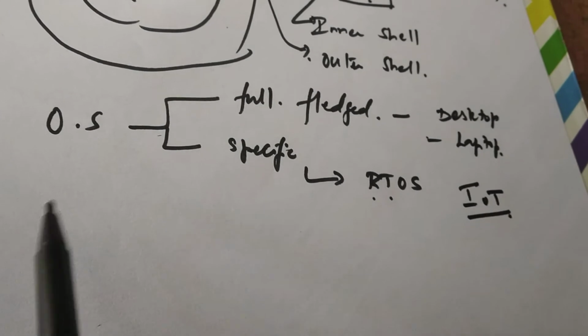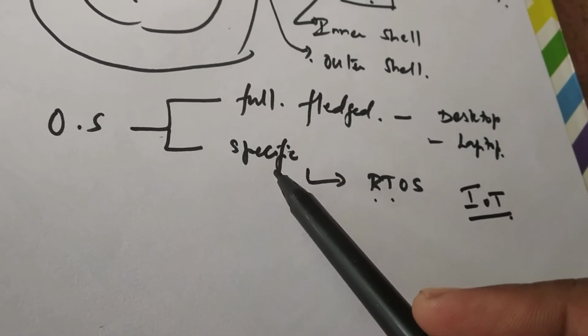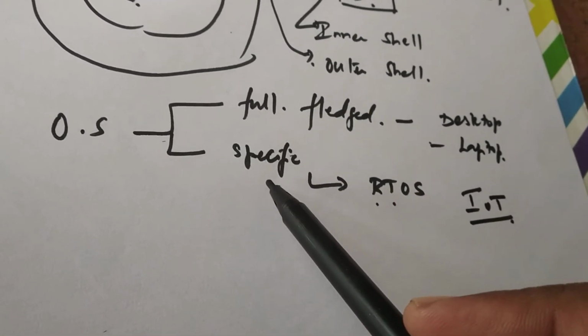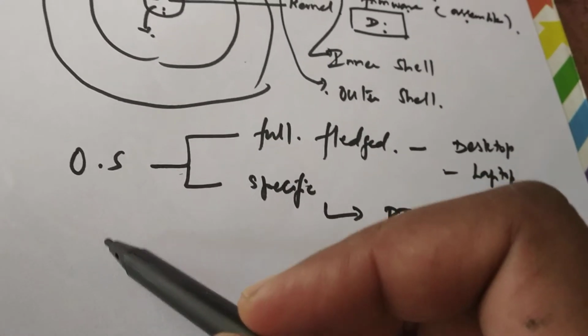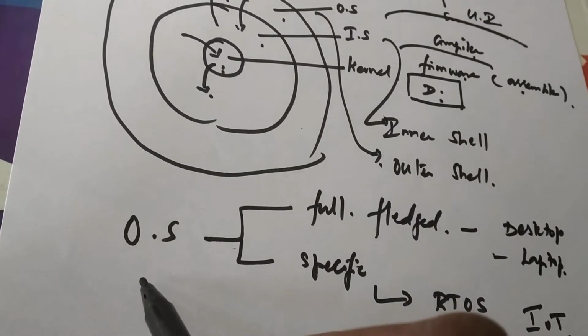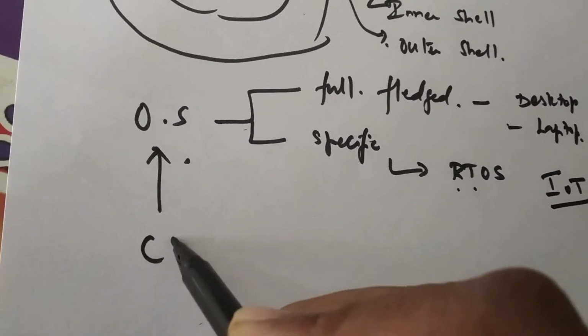So once again repeating, operating systems are a full-fledged operating system and a specific oriented operating system. So our own structure goes with the backend. Operating system is normally built with the C++ language.